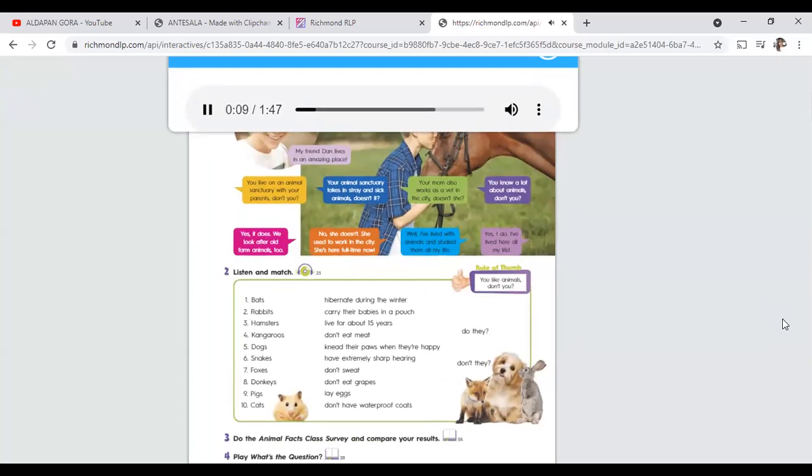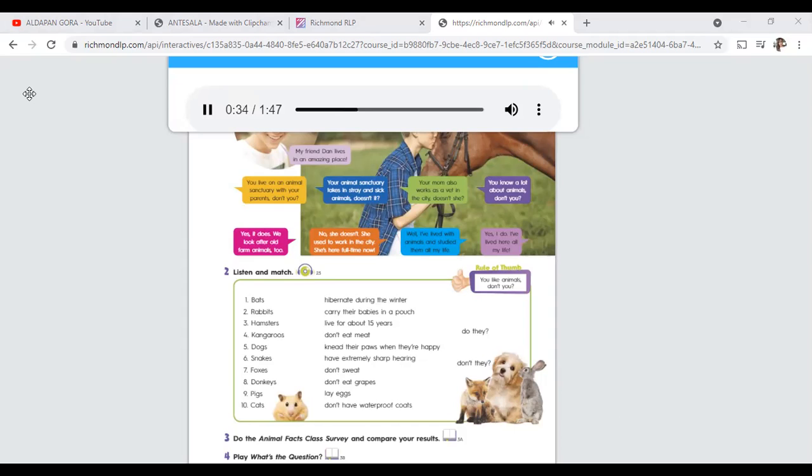Hey, Dan. May I check some animal facts with you? Sure, Louie. Go ahead. Bats have extremely sharp hearing, don't they? Yes, that's right. Rabbits don't eat meat, do they? No, they don't. They're vegetarians. Hamsters hibernate during the winter, don't they? Yes, they do. They can sleep for months.